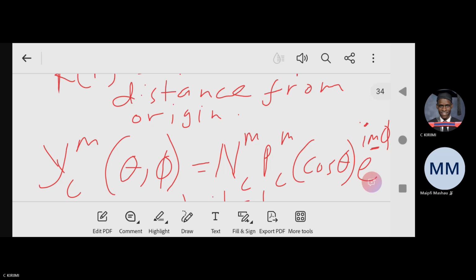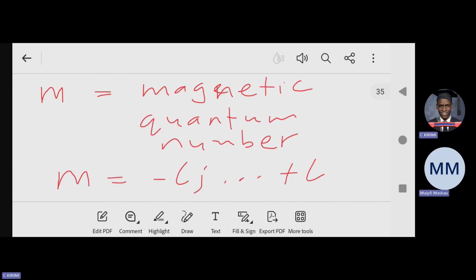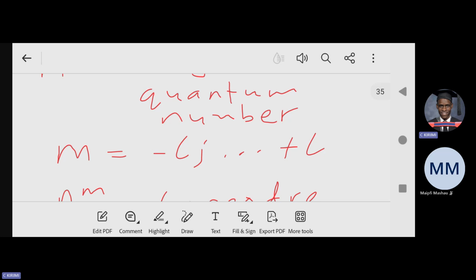Is it clear? We said the m is the magnetic what? Quantum number, isn't it? And then this m ranges from negative l to positive what? l. Yes. So if m is 2, which means if I want the value of l, it will start from minus 2 to 2. That will be the value of my m, minus 2 to 2. Which means minus l to positive l.